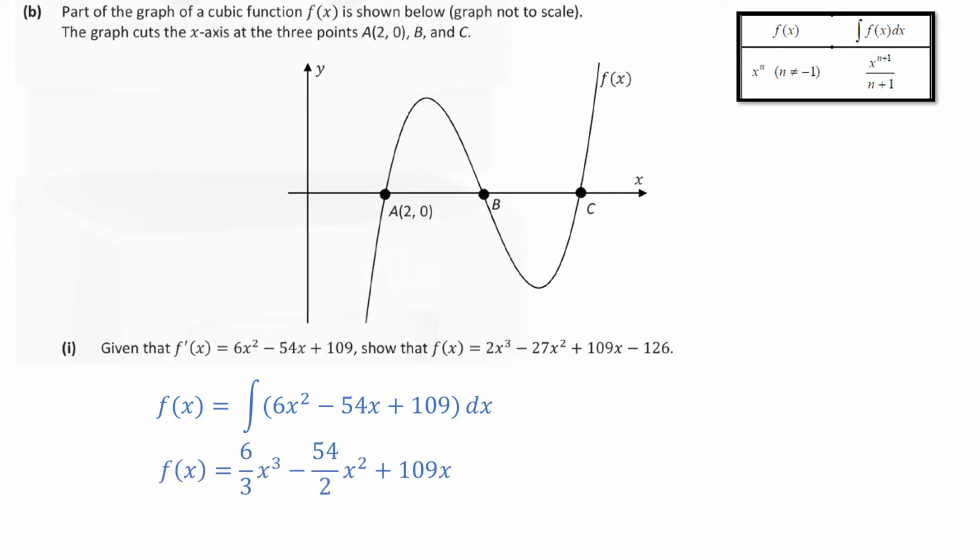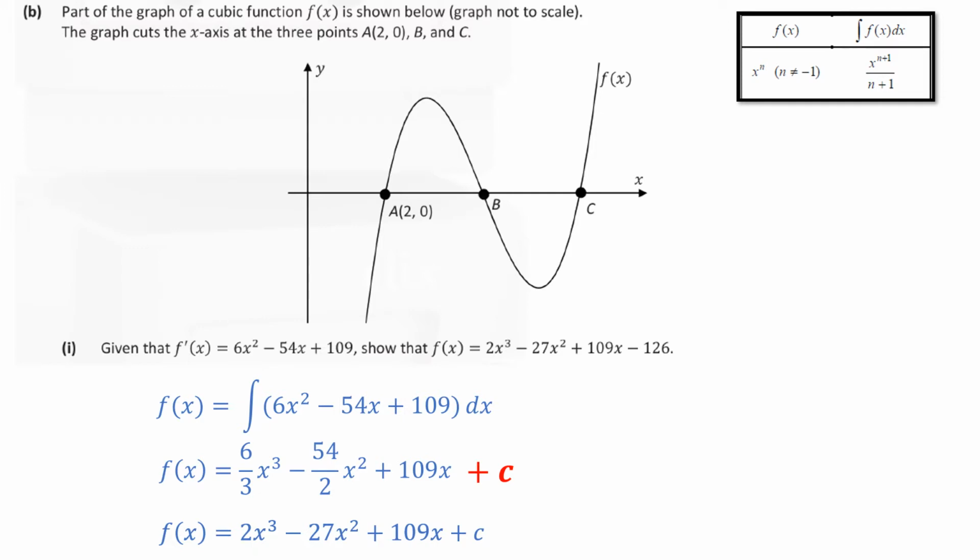Working with our rules, add 1 to the power, divide by the power. And again, remember, in our log tables, that rule, the constant of integration is omitted, so you need to make sure you have a plus c there at the end. Tidying it up, we get f of x equals 2x cubed minus 27x squared plus 109x plus that constant.